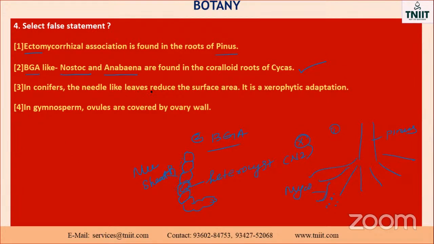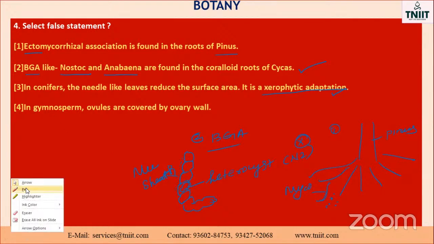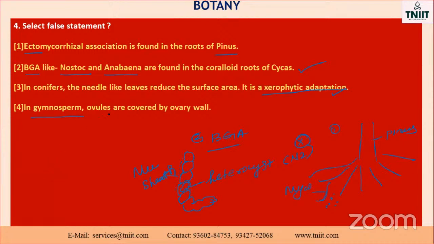In conifers, the needle-like leaves reduce the surface area. It is a xerophytic adaptation. Okay, yes, it is also a correct one. Which one is the correct answer? In gymnosperm, just imagine, ovules are covered by an ovary wall. Gymnosperm is otherwise called, what is that? Gymnosperm. Ovules are covered by an ovary wall. Is it correct? It is not correct, because the gymnosperm ovules are naked in nature.